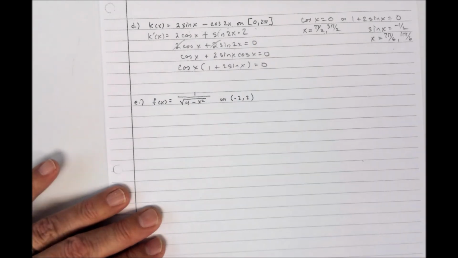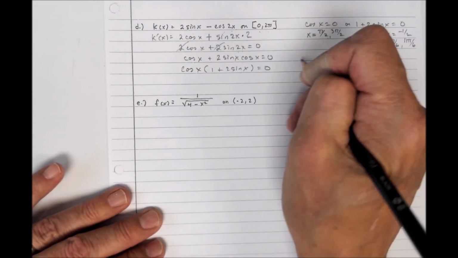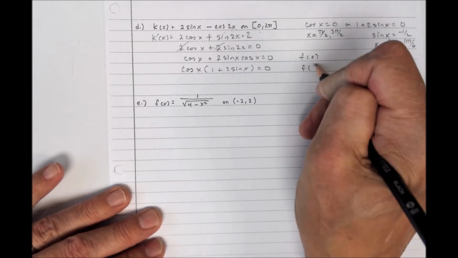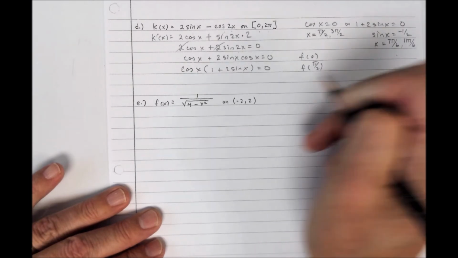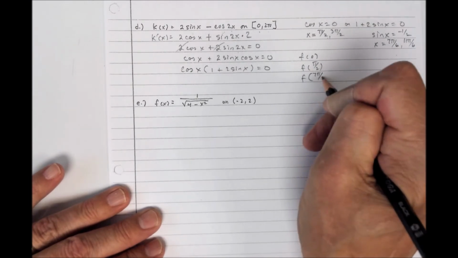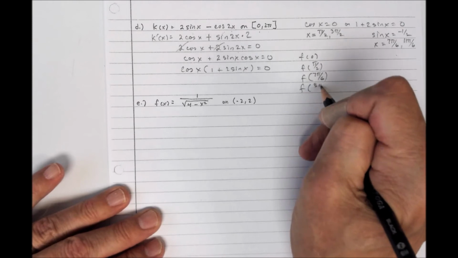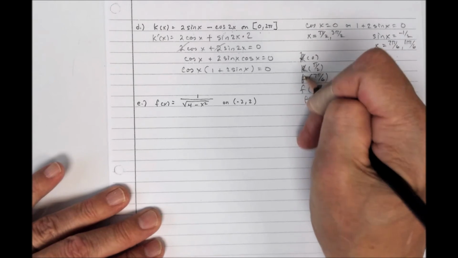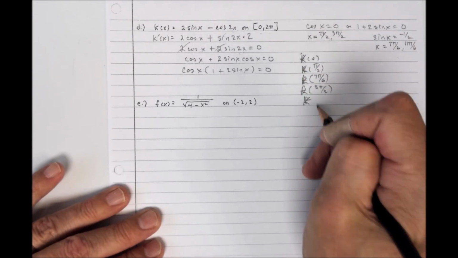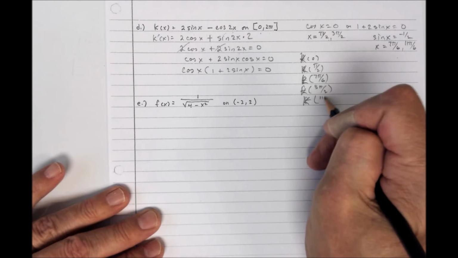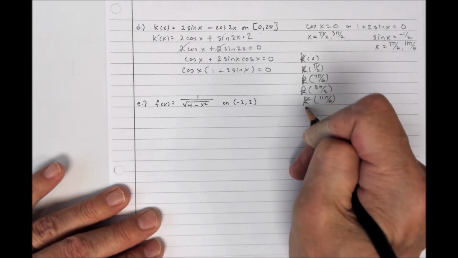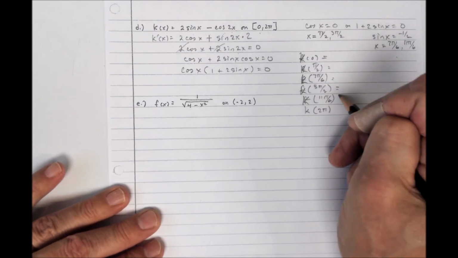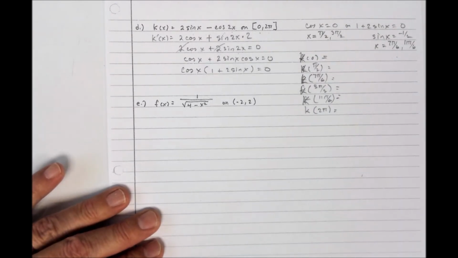So I am going to have to find f of 0, f of pi over 2, f of 7 pi over 6, f of 3 pi over 2, and f of 11 pi over 6, almost forgot one, and then f of 2 pi. One of these is going to give the largest, one of these is going to give the smallest.